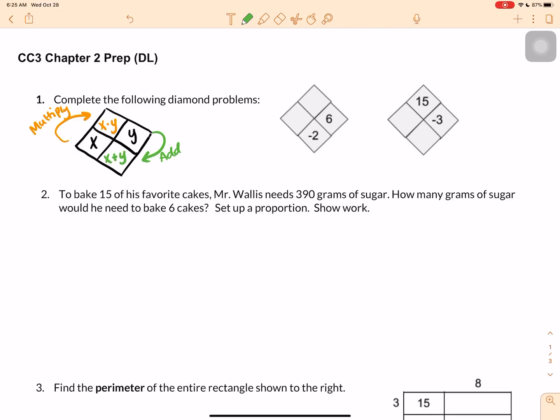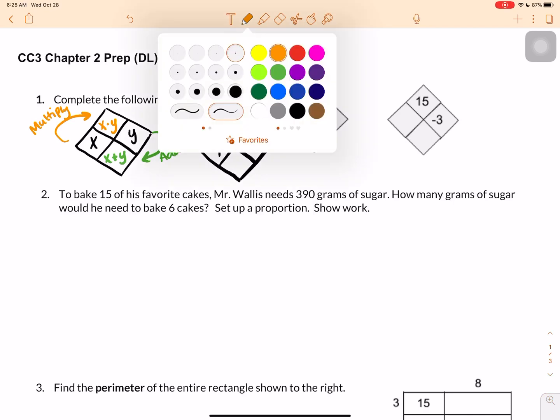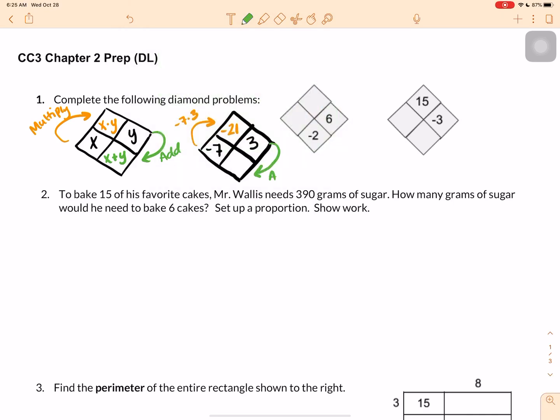Okay, so these are a little bit tricky. Let me draw you just a quick simple example here before I go to the trickier ones. So if we have this diamond here, and let's say that our numbers on the left we have, let's do -7, and then let's do a 3. So to get the top number, we need to multiply. So -7 times 3 is -21. And then for the bottom, we need to add. So -7 plus 3 is -4.